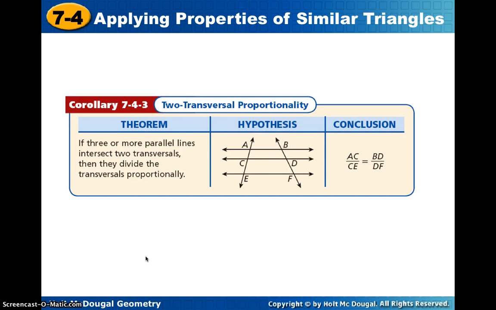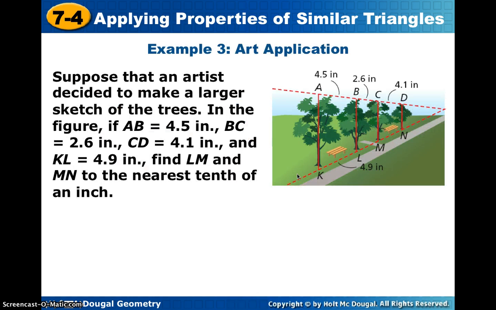All right, and then we have that, and now we have that. What if we have three parallel lines? Well, if three parallel lines are cut by these two transversals, the pieces of these lines are also proportional. So the piece right here, AC, over this piece CE equals, on the other side, this piece BD over the next piece DF. So let's try an example of that.